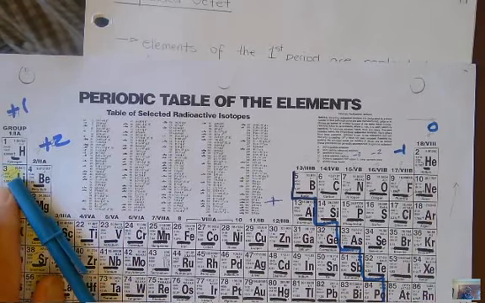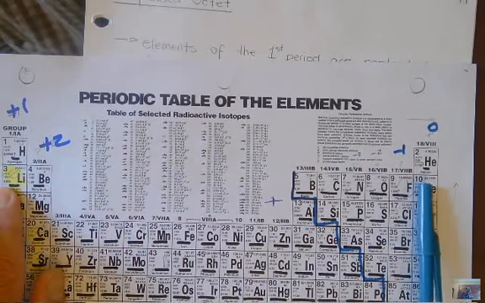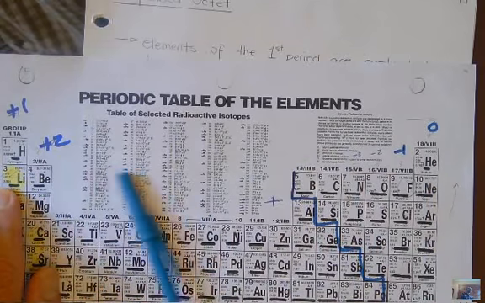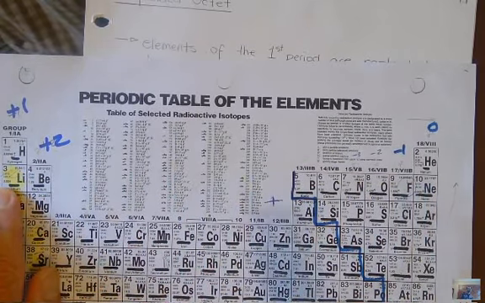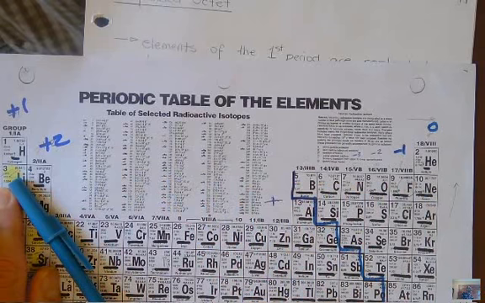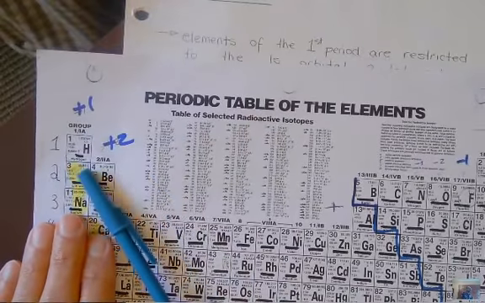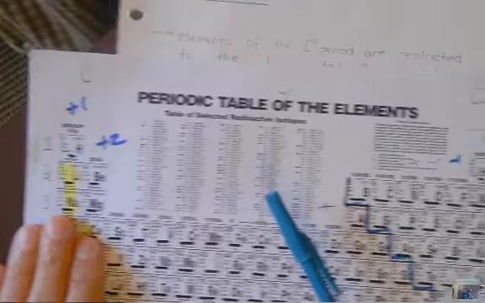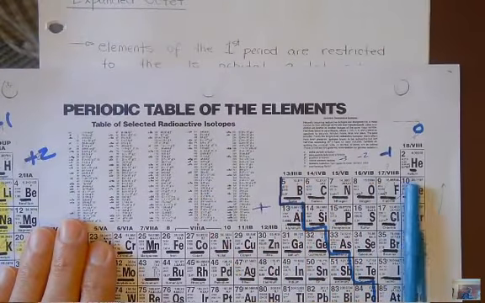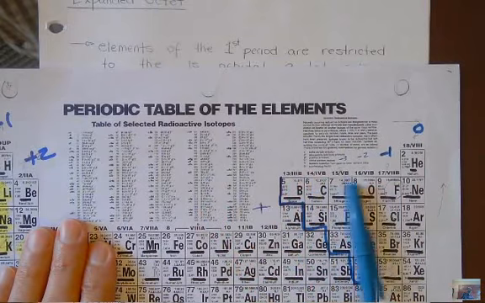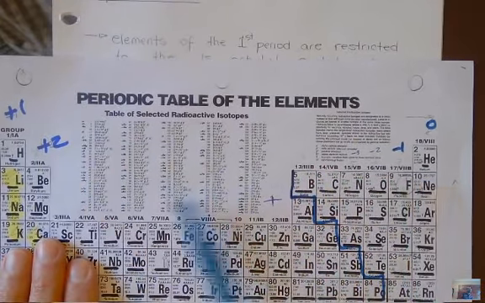Then you get to the second group, which starts with lithium and ends with neon. They do have the possibility for an octet because they have the 2s, 2s2, and then 2p, which has 6 members, and you can go all the way up to 2p6. So that's how you get to 8.